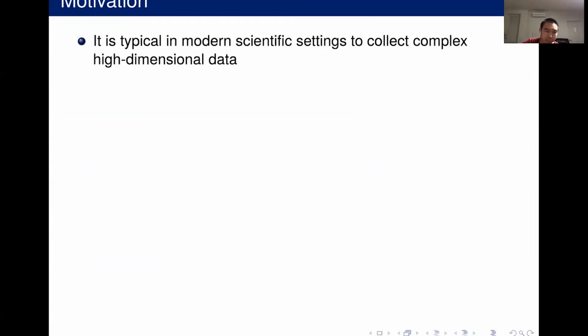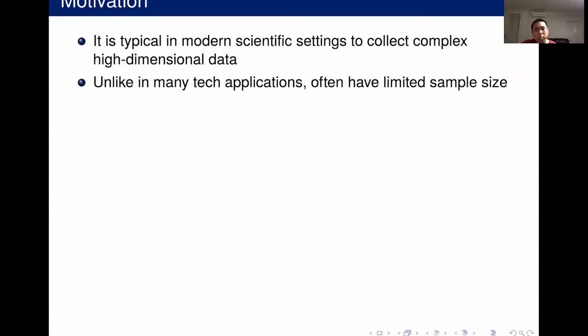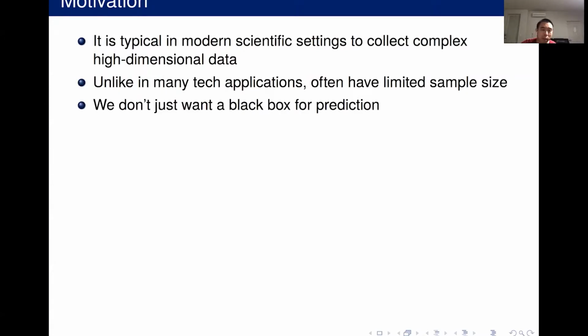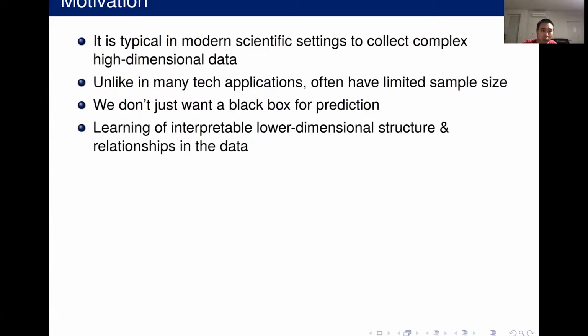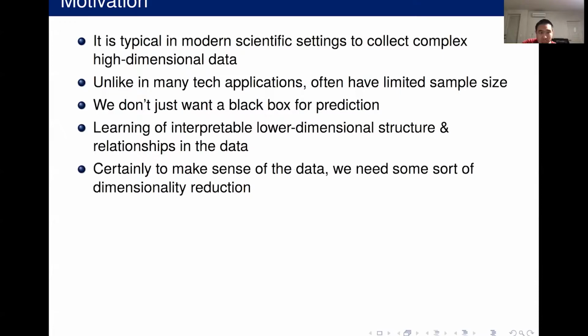We all know that it's very typical in modern science to collect high-dimensional complicated data. Unlike in many applications, we often have limited sample size, and we don't just want a black box for prediction, but instead we want to learn and interpret the low-dimensional structure and relationship in the data. So that means we need some sort of dimension reduction before further analyzing the data.